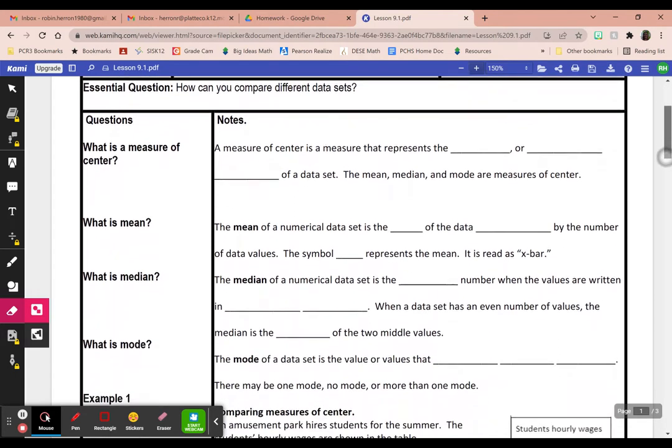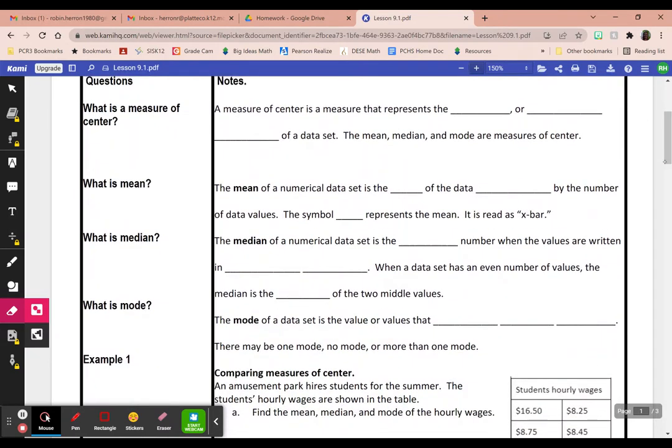Okay, so we're going to start off with the vocab here. A measure of center is a measure that represents the center or typical value of a data set. So put that in here. The mean, median, and mode are all measures of center. So they represent that middle number or somewhat in the middle of the value sets that are normal.